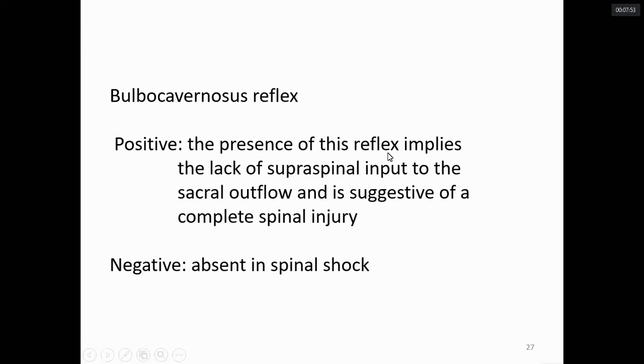Bulbocavernosus reflex present means the presence of the reflex implies a lack of supraspinal input to the sacral outflow, and it is suggestive of complete spinal cord injury. Suppose you put one finger in the anal canal and pull the catheter with the other hand, and if there is a contraction of the anal canal, that is, the bulbocavernosus reflex is present, it means the spinal shock period is over. Once the spinal shock period is over, then you can grade whether it's a complete injury or incomplete injury.